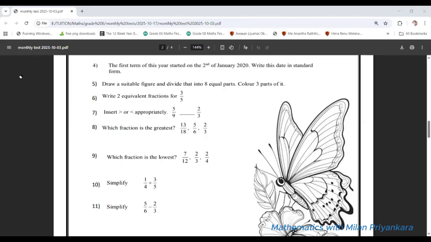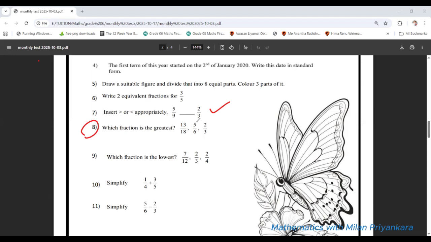Okay, let's see the 7th question. Okay, 7th one. We have done the 7th, right? We have to do the 8th. Which fraction is the greatest? Now I think we better make common denominators, because here denominators are unequal and also numerators are unequal.